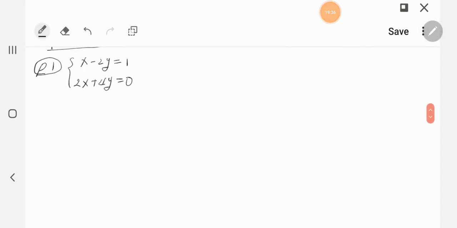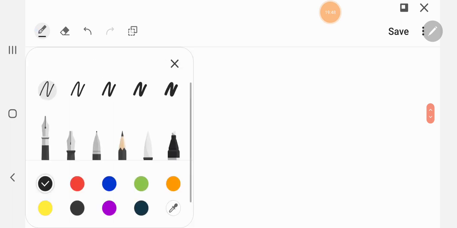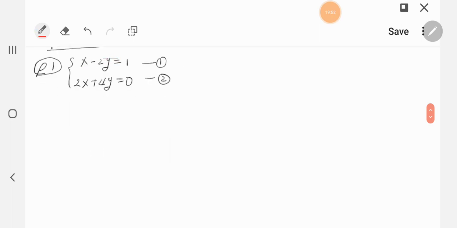Okay, problem 1. We have two equations, equation 1 and equation 2. The leading coefficients of x and y are different. So in this case, let's eliminate y this time. It actually doesn't matter, you can eliminate x or y. The coefficients of y are negative 2 and 4. So what is the LCM of negative 2 and 4? 8, right? So we will make the coefficient of y to be 8 and the other one negative 8, the same coefficients with different sign so that we can eliminate y.